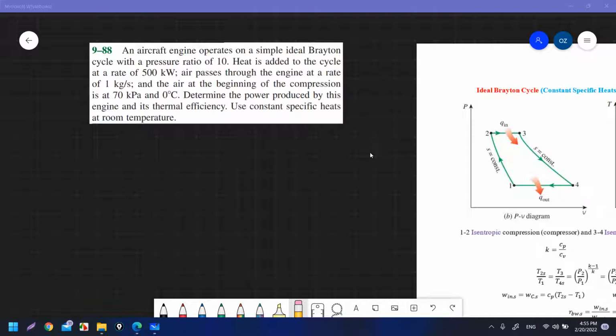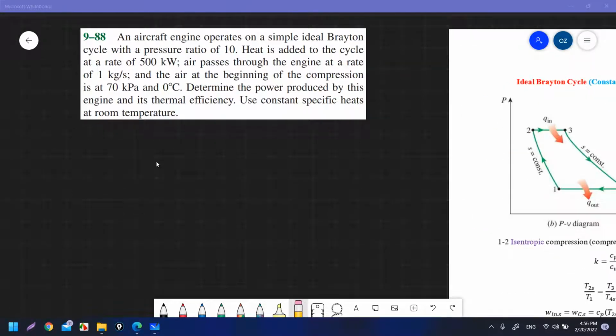This video, inshallah, will be only about the ideal Brayton cycle. Then we will have other videos about the actual Brayton cycle and the Brayton cycle with regeneration, and we will solve actual and ideal cycles for both under the constant specific heat assumption and the variable specific heat assumption. Okay, so this video is only about the ideal Brayton cycle.